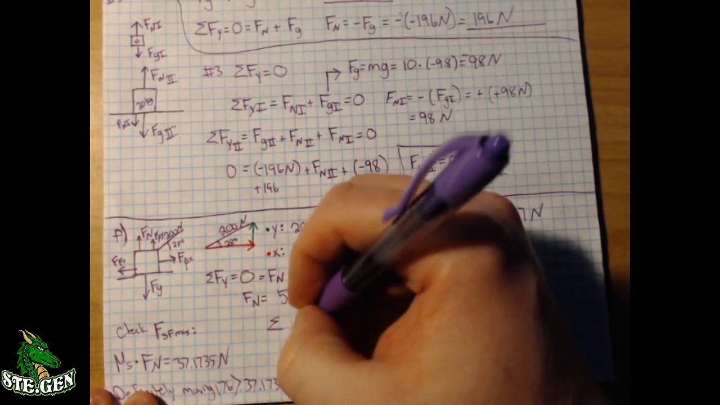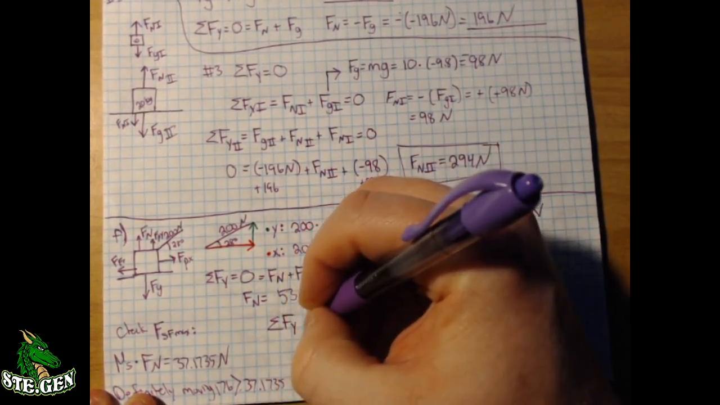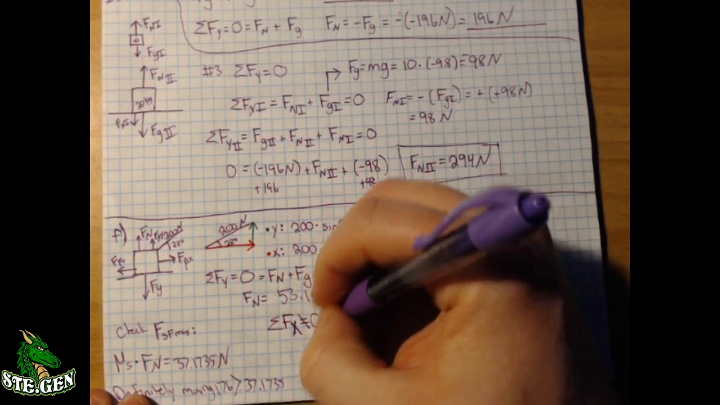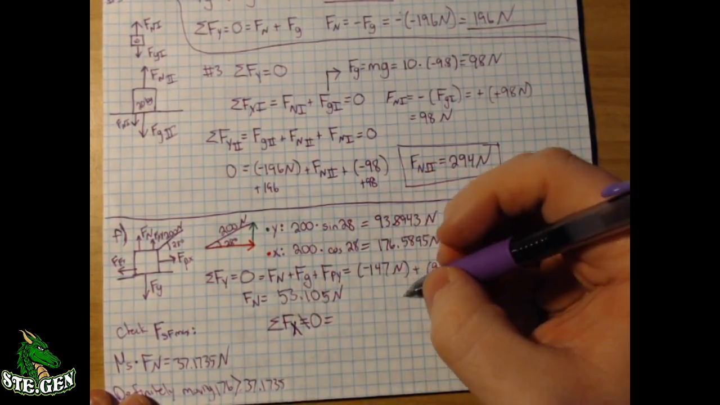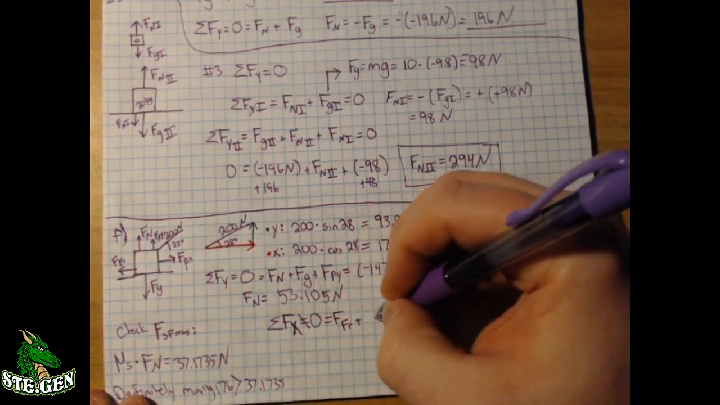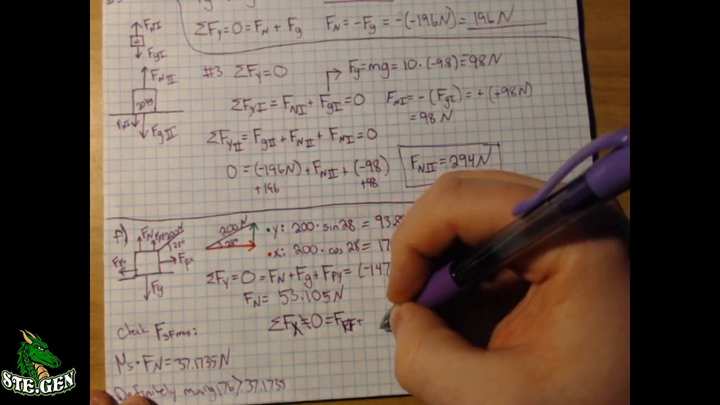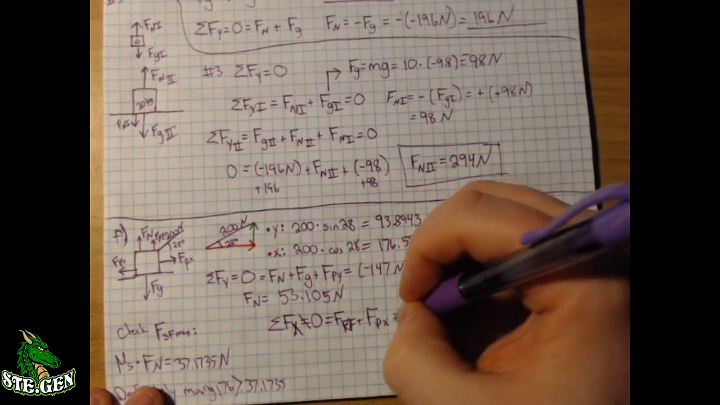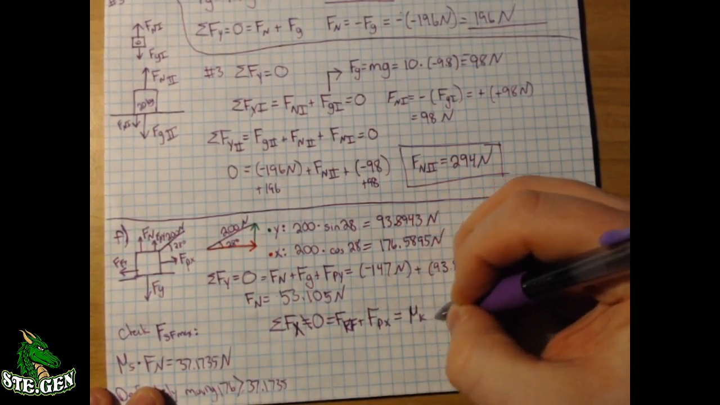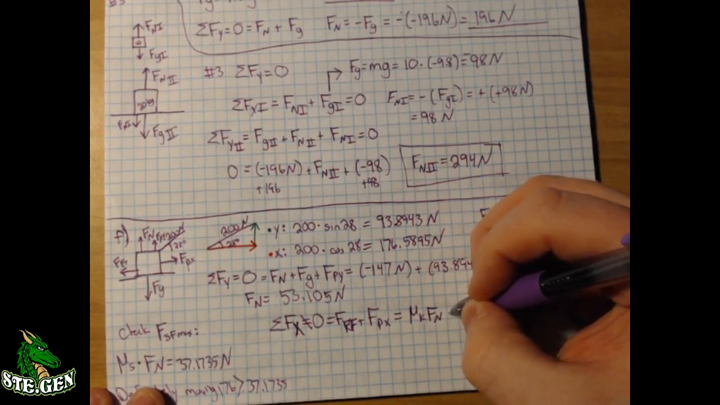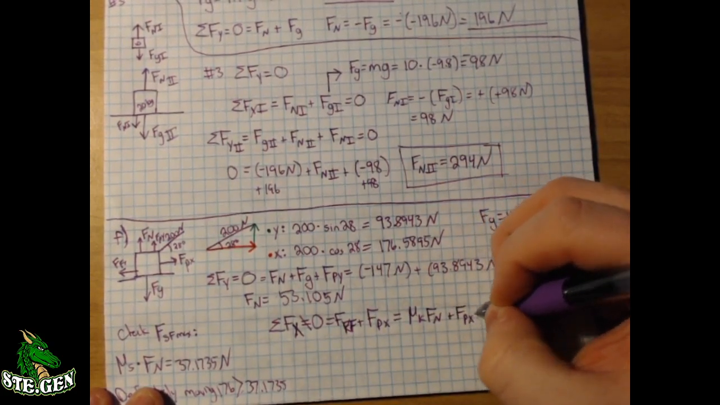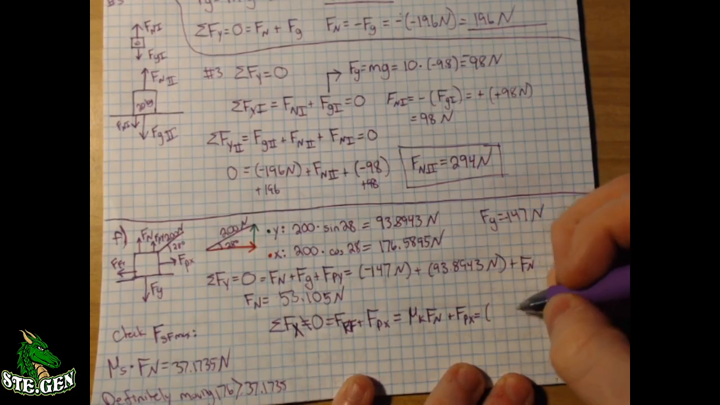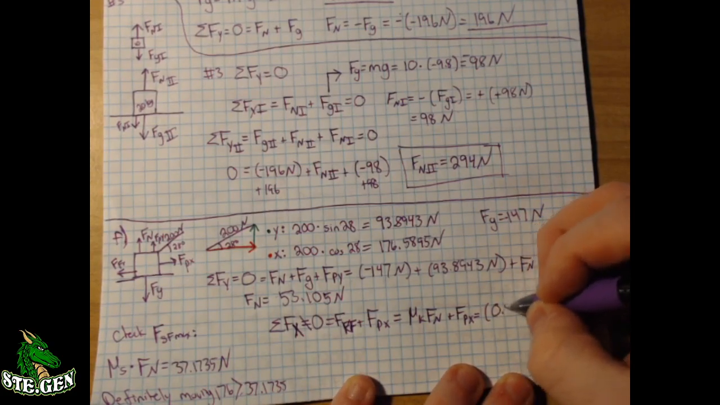So that means the sum of the forces in the x direction is not going to equal 0, and is going to equal the force of friction, in this case kinetic friction, plus the force of the pull in the x direction. Kinetic friction is mu k times Fn. If we plug in the numbers from what we've got here, normal force is 53, and our kinetic friction coefficient is 0.55.